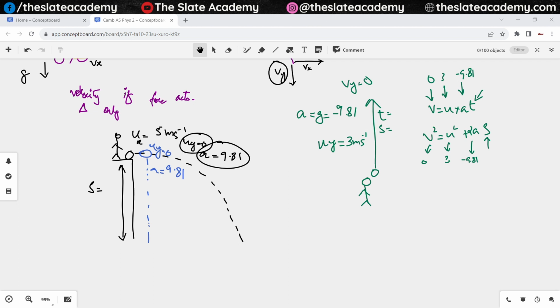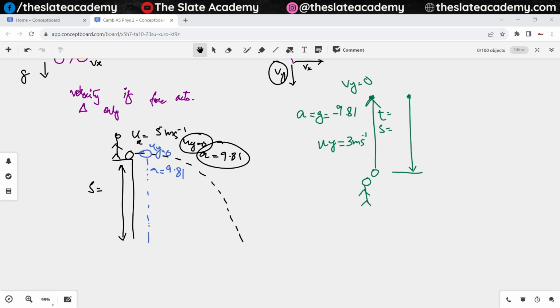Now, if I want to consider the round trip, the same time it takes the ball to reach this height from the hand of the boy, it would take the same amount of time to go from that height back to the height of the boy. So t for this upward journey will be equal to t for this downward journey, as long as it is coming back to the same point that it was sent up from.